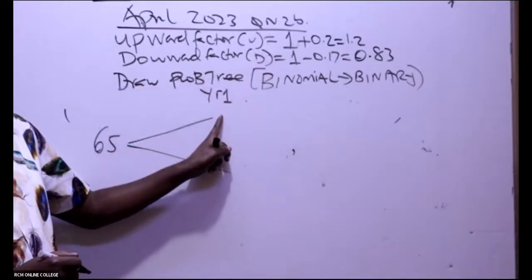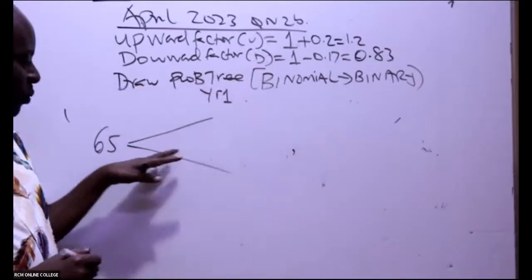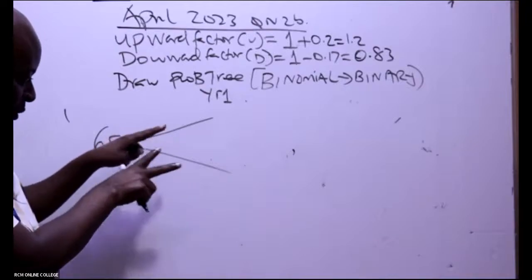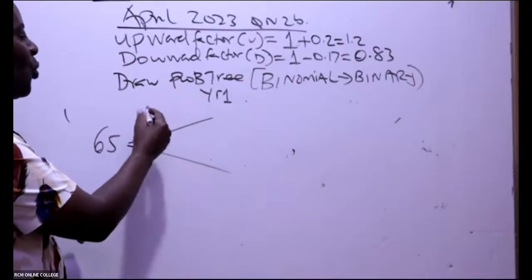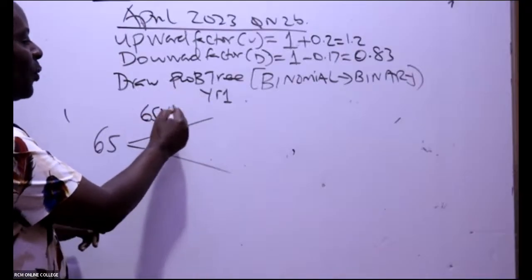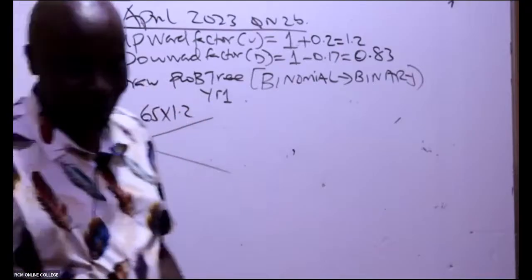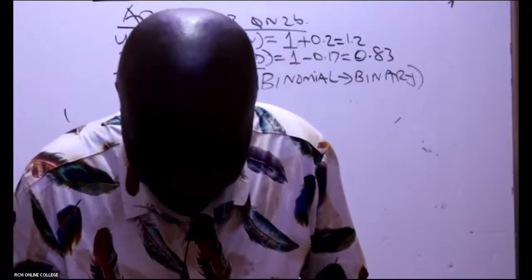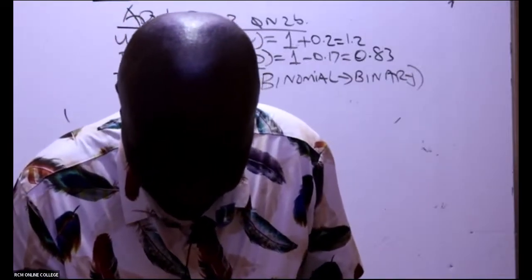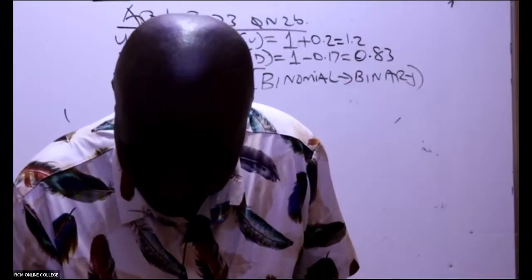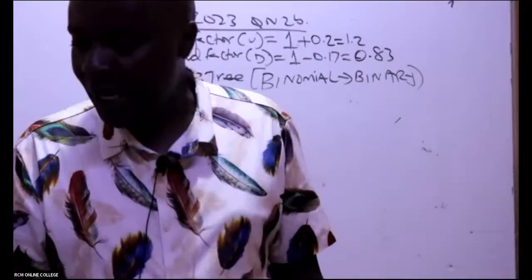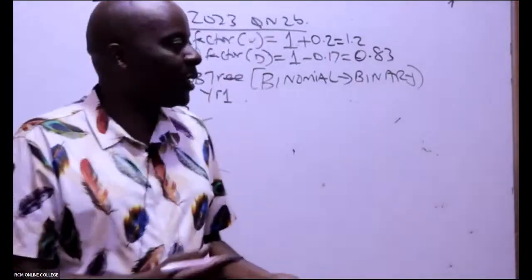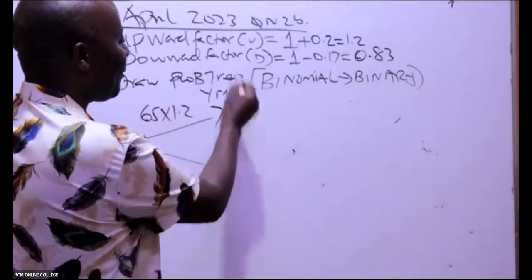Because they are binomial, two occurrences. So if it goes up by 1.2, the new price will be 65 times 1.2. Have you seen where I got 65 from? Yeah, it is given in the question. We are told here, current means today, it is trading at 65. So somebody is giving me a figure of 78.